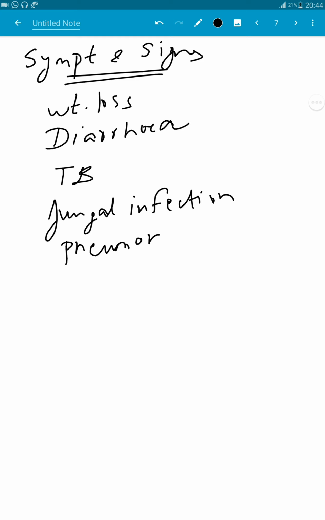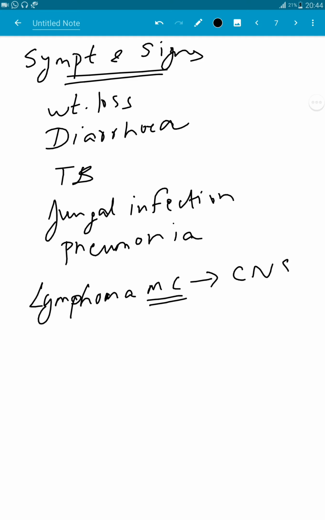Oral candidiasis will be seen in some questions. The patient's oral cavity will be shown with a whitish patch, and candidiasis will be seen. What will be the ultimate cause in the options? You can rule in HIV. Next, it can cause lymphoma. The most common site for lymphoma in HIV is the CNS, primary CNS lymphoma. It can be asked as an MCQ.